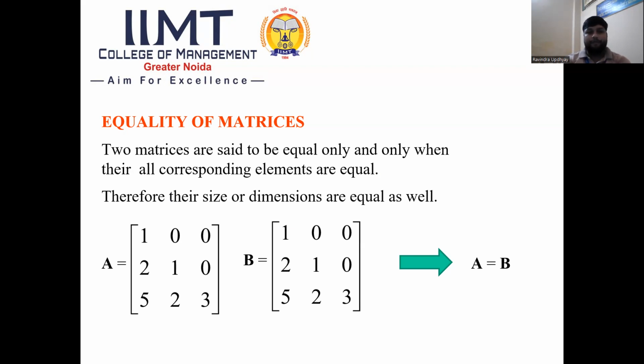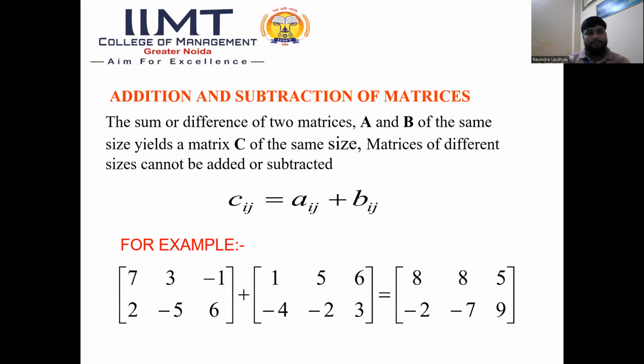Two matrices can be equal if and only if their order is the same and their corresponding elements are the same. That means we have taken two examples: A equals [1, 0, 0; 2, 1, 0; 5, 2, 3], and the second example D equals [1, 0, 0; 2, 1, 0; 5, 2, 3]. We are seeing that these two matrices are equal because their order is the same and their corresponding elements are the same. So these two are equal matrices. Next is addition and subtraction of matrices.